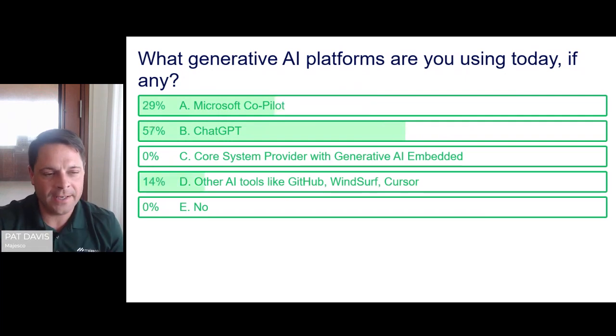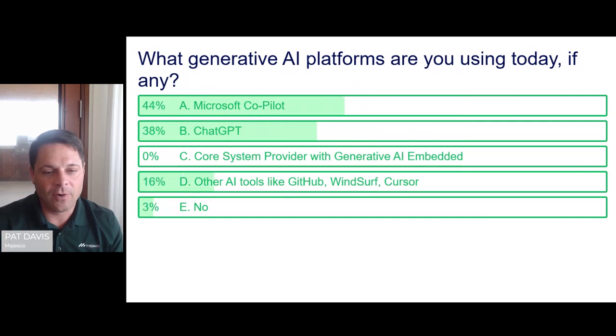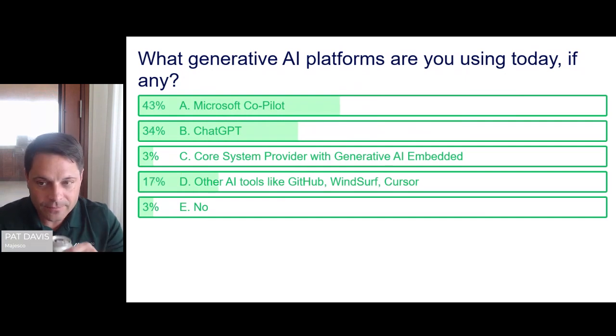So in this poll, we're asking, what generative AI platforms are you using today, if any? Microsoft Copilot, either as part of Office or not. ChatGPT. Maybe a core system that you're using with generative AI embedded, or other tools like GitHub, Windsurf, Cursor, etc., within your organization. Or no, you are not using generative AI platforms?